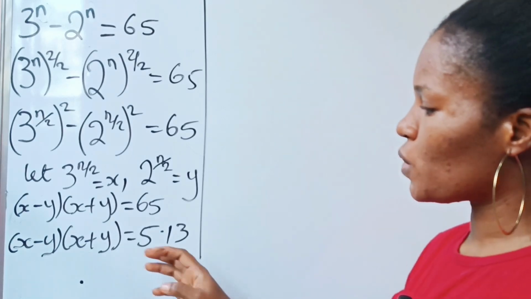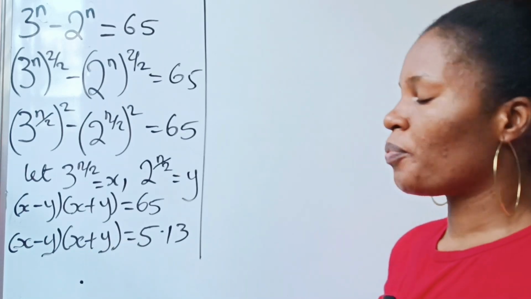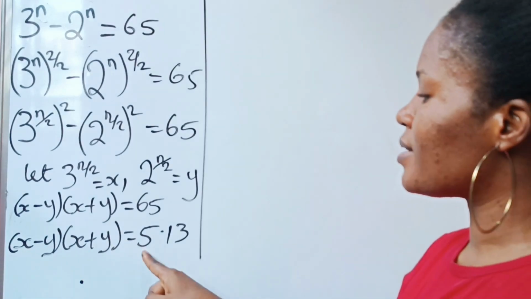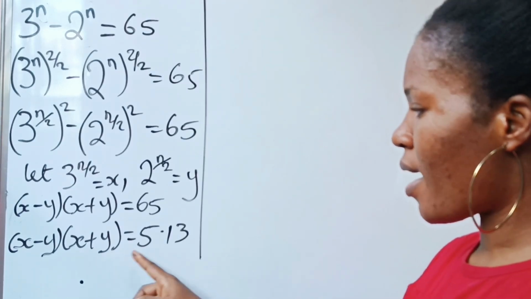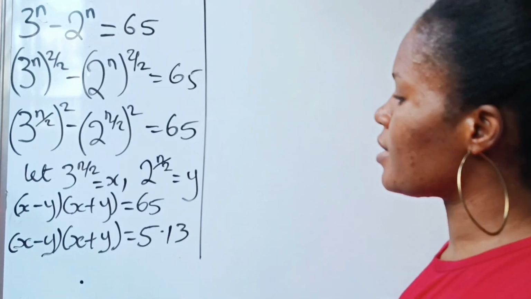Now let's get back to what we have. Logically, we can say that x minus y is equal to 5, since you should take the smaller number, while x plus y is equal to 13. So let's do that.